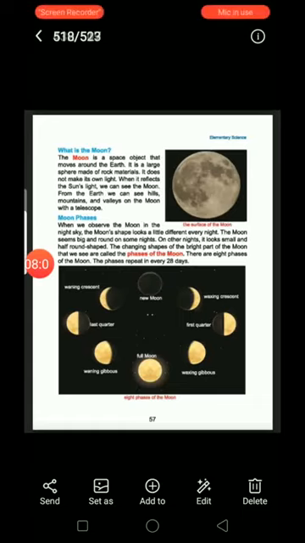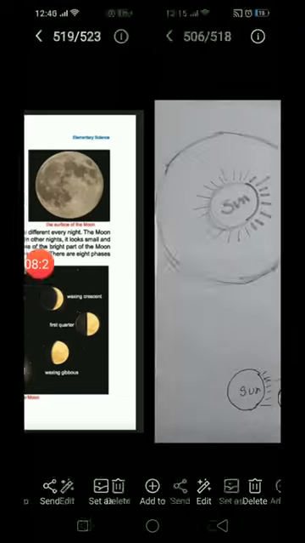And there are 8 faces. The moon has 8 faces. The faces repeat every 28 days. Look, there is a picture and different shapes of faces of the moon are here. You just practice it. Okay.